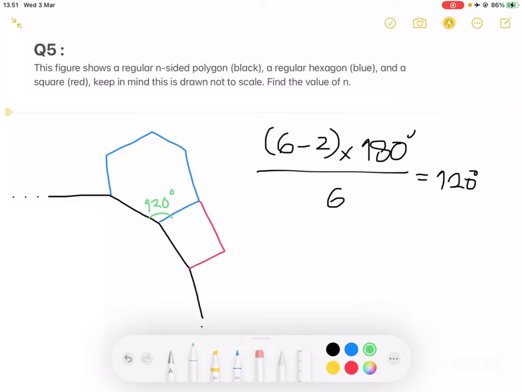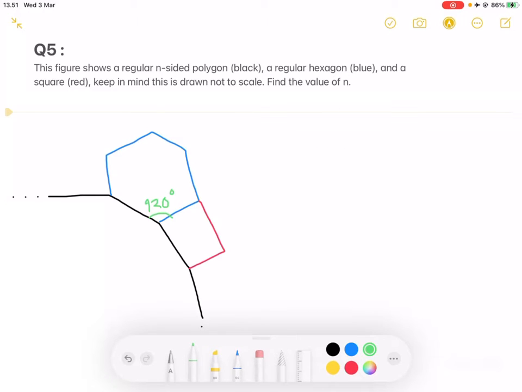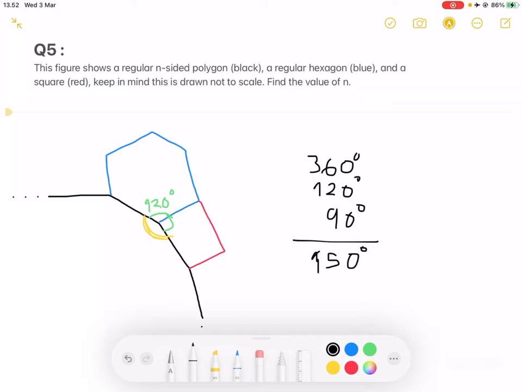And for the square, it's pretty obvious that each interior angle must be equal to 90 degrees. That's pretty common knowledge, so I'm just going to put this as a right angle. Since we know the sum of all angles at a point is 360 degrees, the rest of this angle right here must be equal to 360 degrees minus 120 degrees minus 90 degrees, which after we calculate this, you'll get 150 degrees. So this thing right here is 150 degrees.